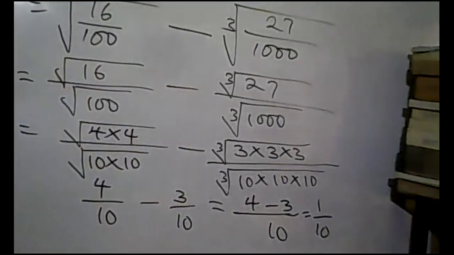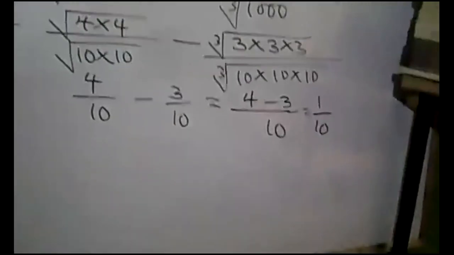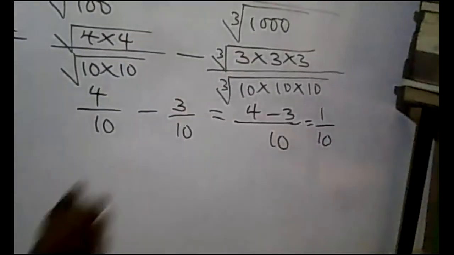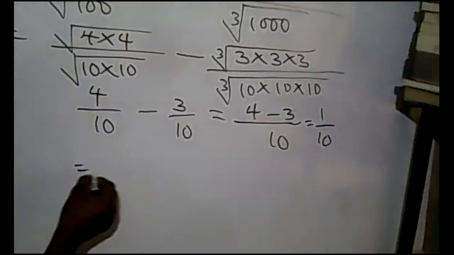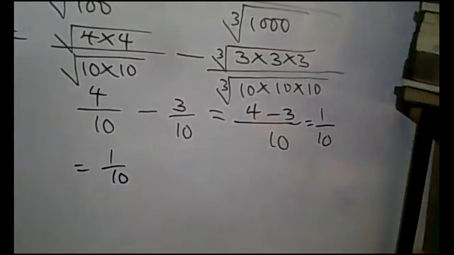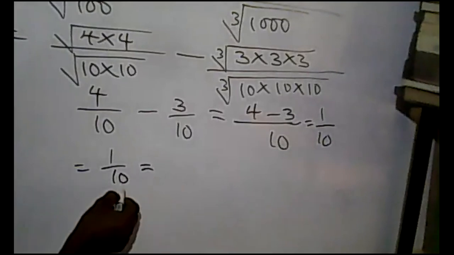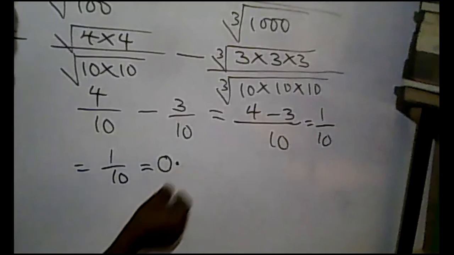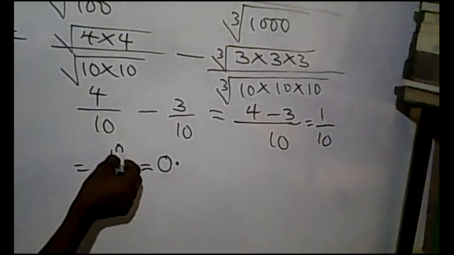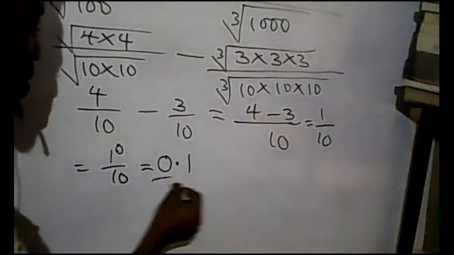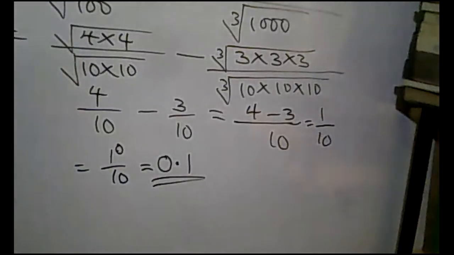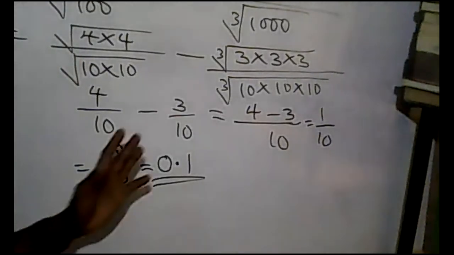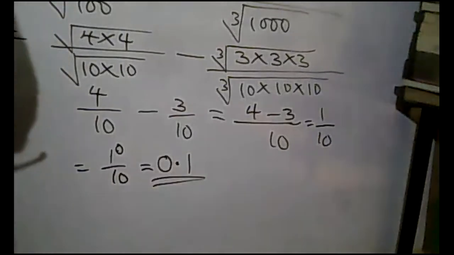Is that my answer? No, because the question was given in decimal, therefore my answer too must be in decimal. So let me change my 1 over 10 to decimal. Will 10 divide 1? No. So you put 0 point and put 0 here. 10 divided by 10 is 1. So my answer is 0.1. My answer is what? 0.1. And so I hope you understand what we have done today.